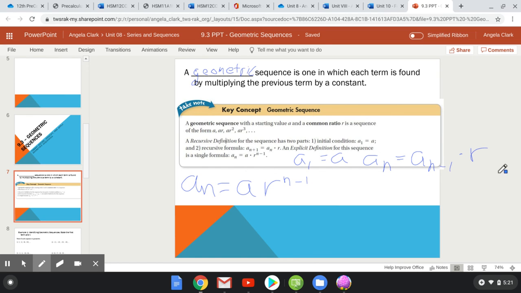Okay, so this is our recursive formula. This is our explicit formula, and we're going to be using that throughout the rest of this section.